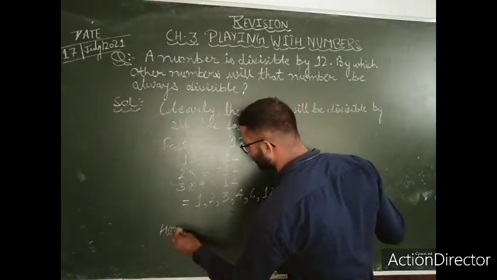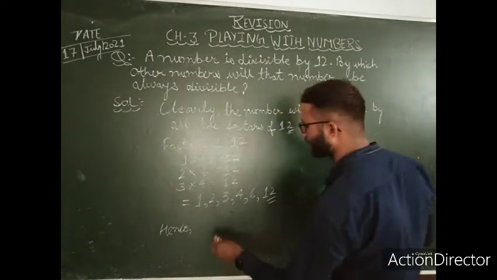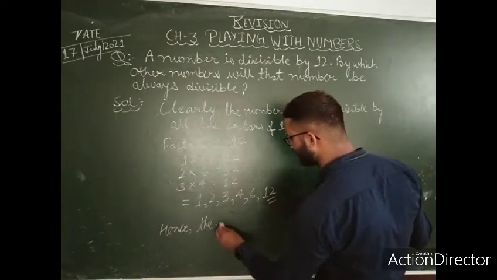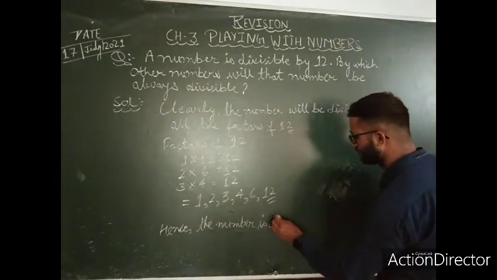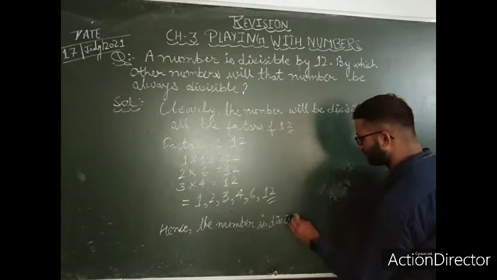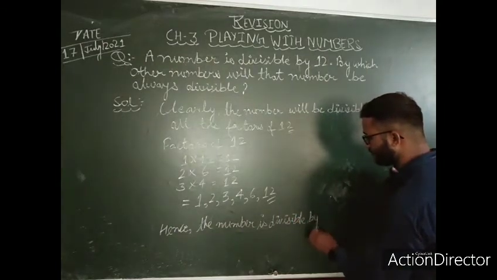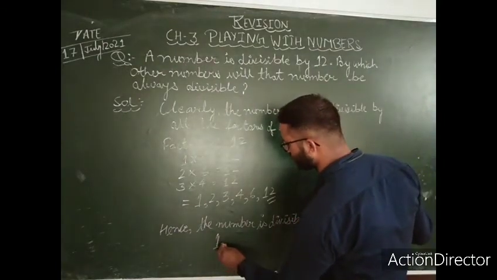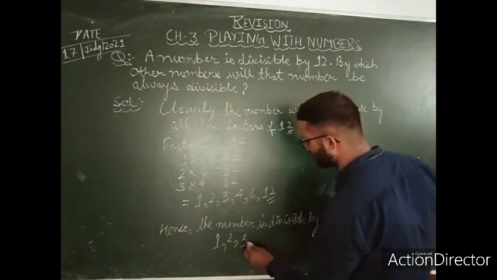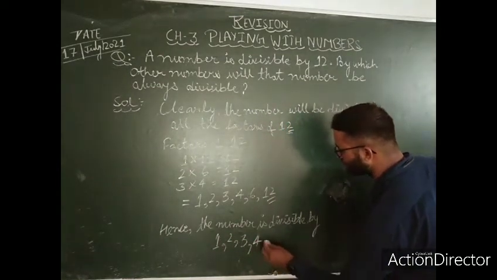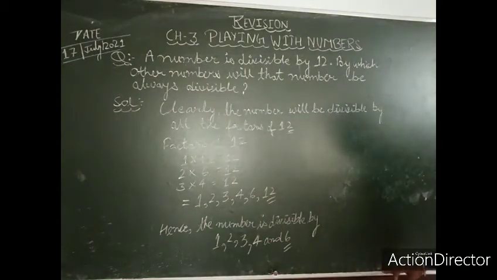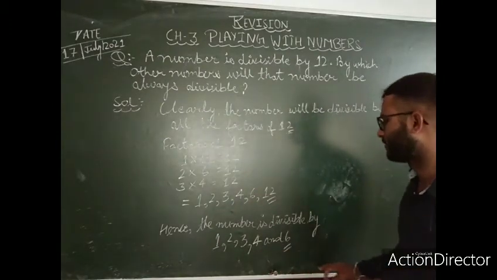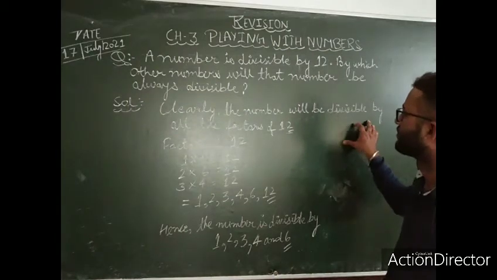Hence the number is divisible by 1, 2, 3, 4 and 6. Okay, so by all these 5 numbers the number is divisible.